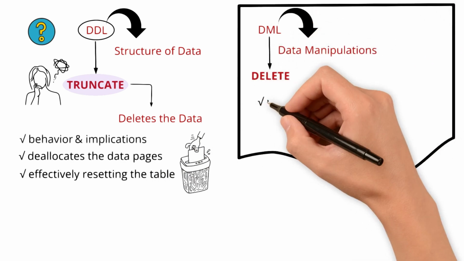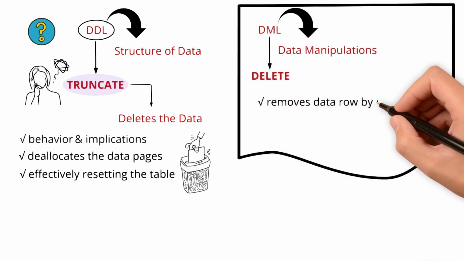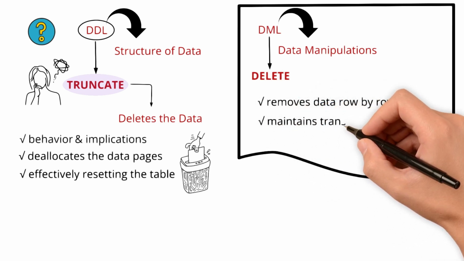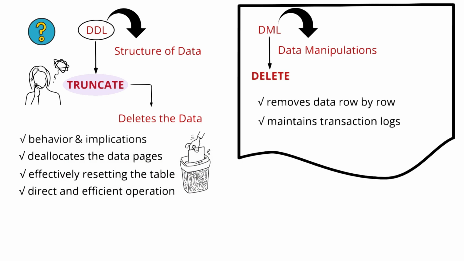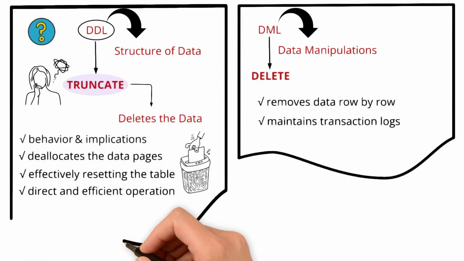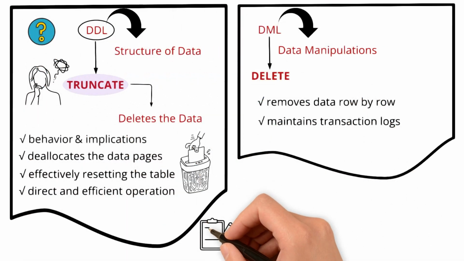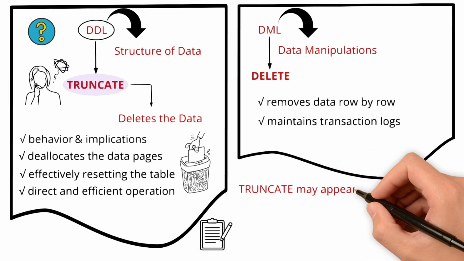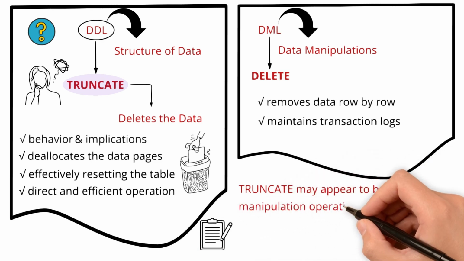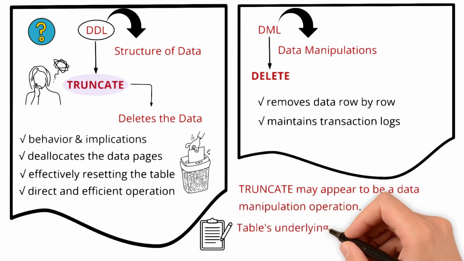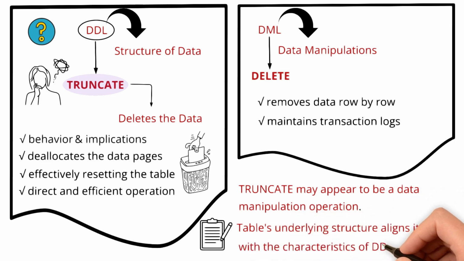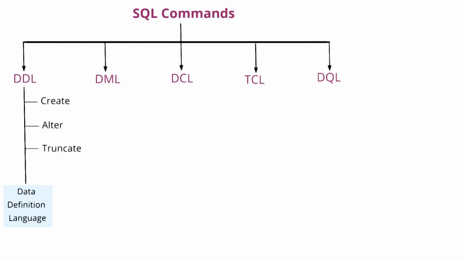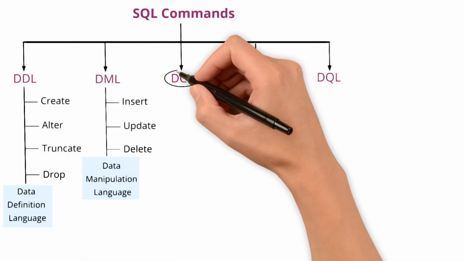Unlike delete, which removes data row by row and maintains transaction logs, truncate is a more direct and efficient operation that resets the table's data storage. In summary, while truncate may appear to be a data manipulation operation, its impact on the table's underlying structure aligns it with the characteristics of DDL commands. Clear? Let's circle back to our next set, DCL commands.